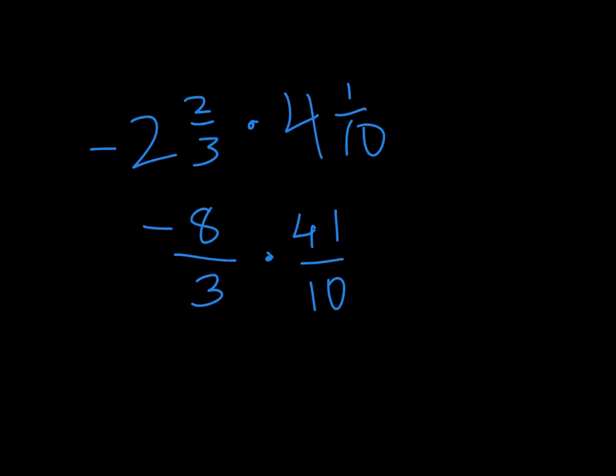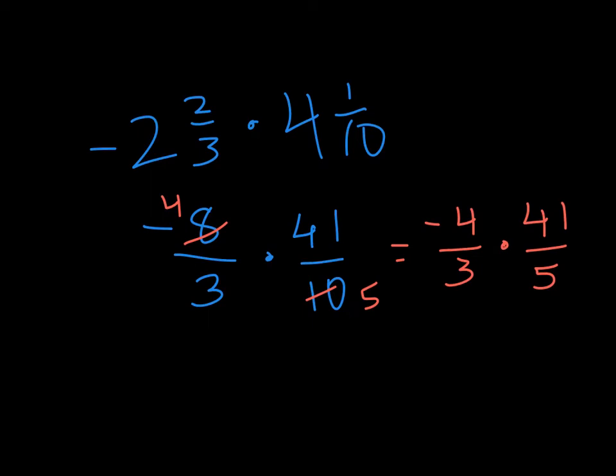All right, let's look to cross cancel because I have some big numbers here. So 3 and 41, there's nothing that can go into both 3 and 41, so I'm just going to keep that the way it is. But I also have 8 and 10, and I know that 2 can go into both 8 and 10. So 2 goes into 8 4 times, and 2 goes into 10 5 times. So my new fractions are going to be negative 4/3 times 41 over 5.